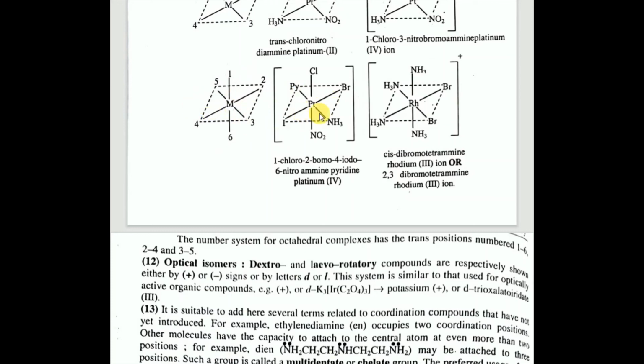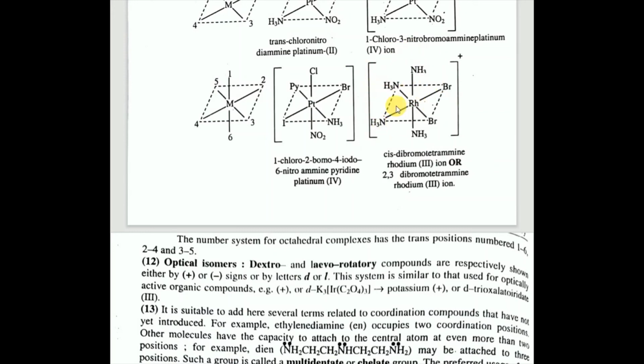This is one example. Here in this complex, 1-chloro, 2-bromo, 4-iodo, 6-nitro, amine, pyridine, platinum 4. So this is a complex having different groups. But here the similar groups are at adjacent positions, therefore these are the cis isomers.